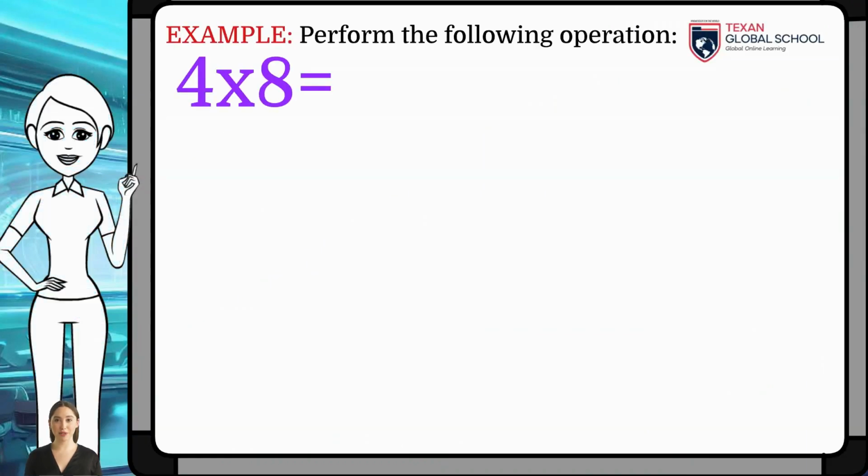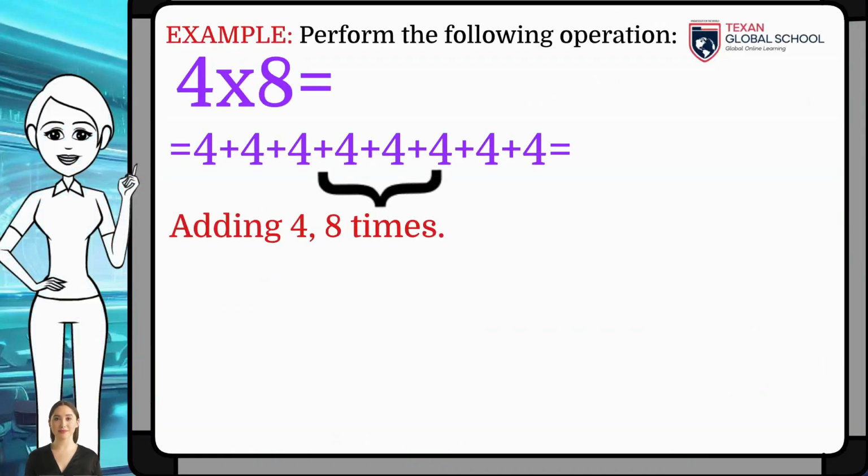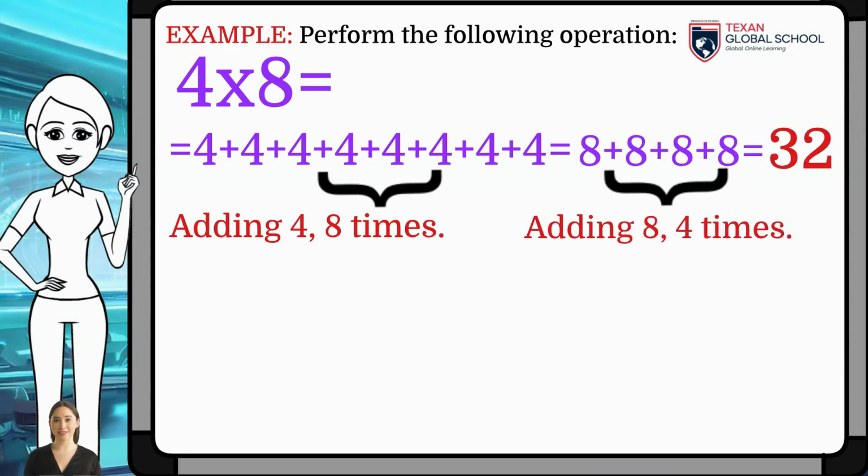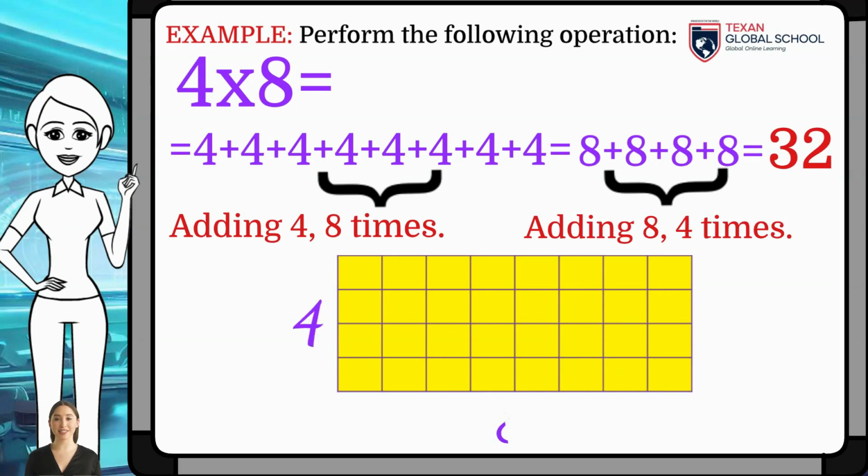Now, reviewing the multiplication of 4 by 8. We add 4 8 times, or we add 8 4 times. Therefore, 4 times 8 is 32. The model represents 4 rows by 8 columns, so we have 32 ones. Hence, we conclude that 4 times 8 is 32.